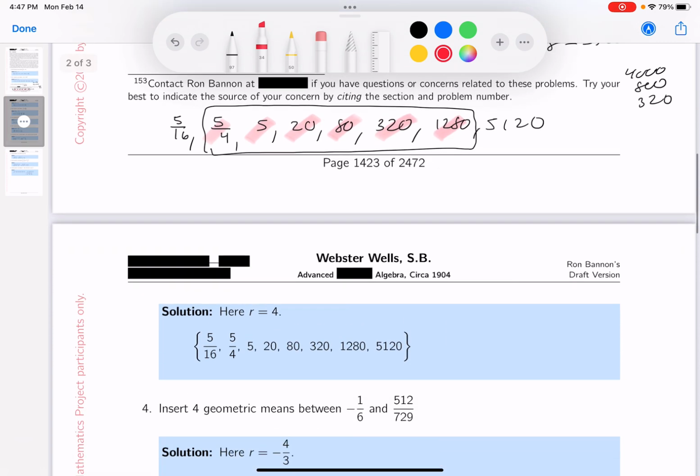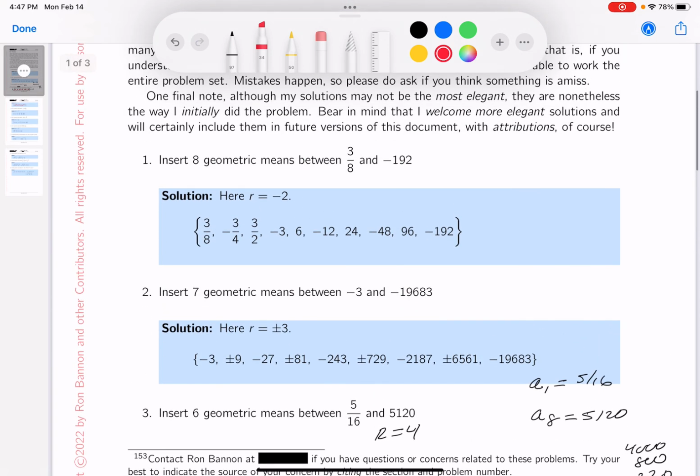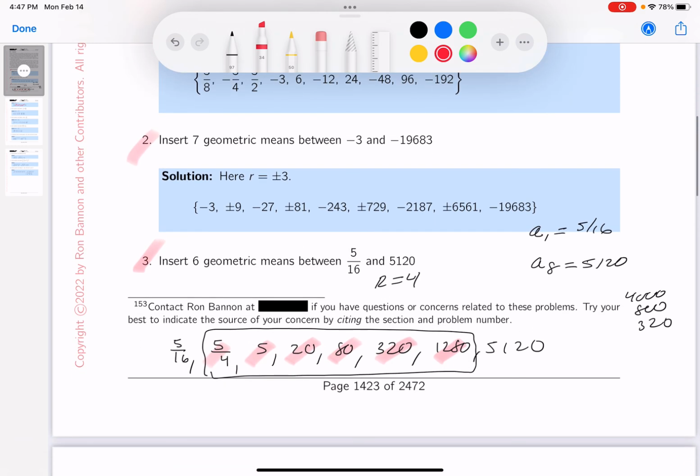Again, I want to go to the key, make sure I didn't misread anything. And do I see that? 5/4, 5, 20, 80, 320, 1280. It's all there, all right? So we need to move on. And it's getting a little bit easier at each step we go along the path. It started with number 1, then I did number 2, then did number 3, and we're going to move forward. Thank you.